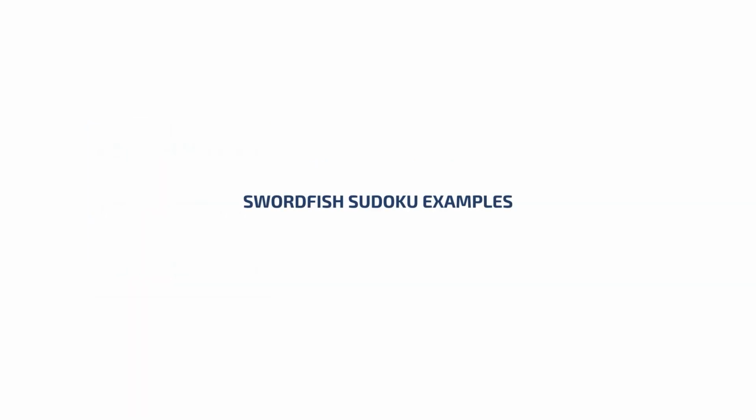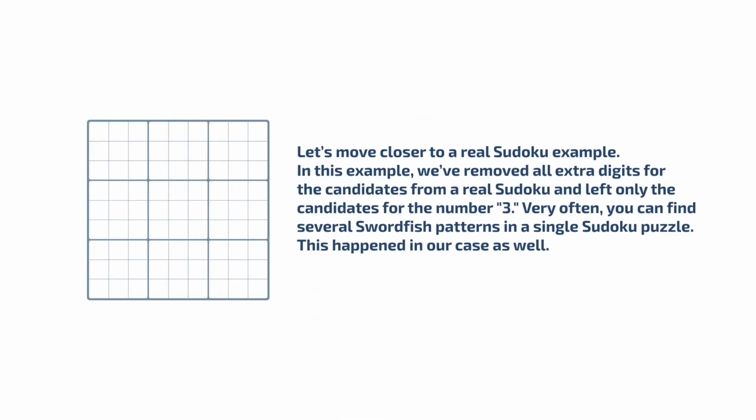Swordfish Sudoku. Examples. Let's move closer to a real Sudoku example. In this example, we've removed all extra digits for the candidates from a real Sudoku and left only the candidates for the number 3. Very often, you can find several swordfish patterns in a single Sudoku puzzle. This happened in our case as well.